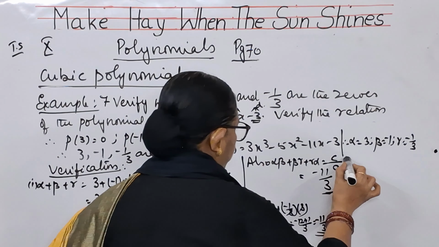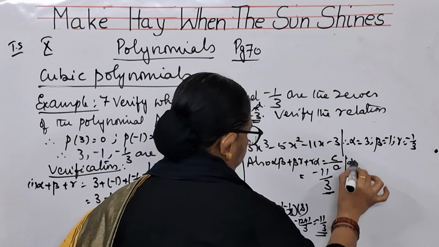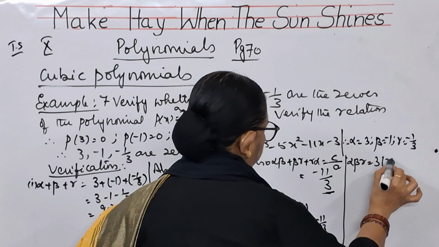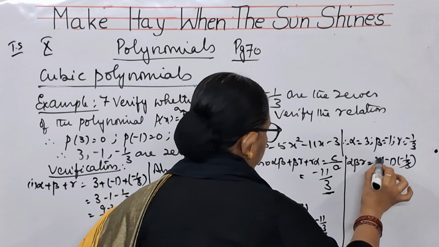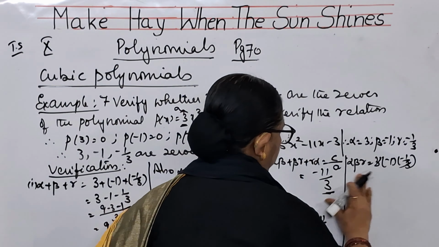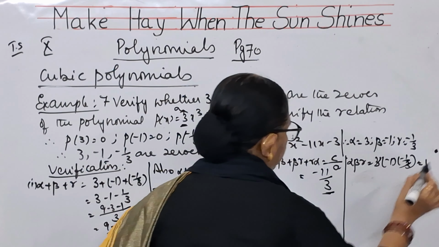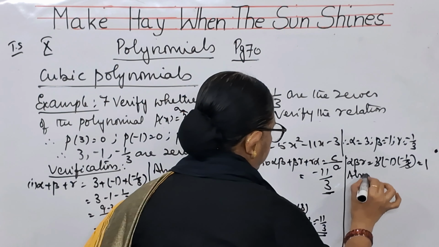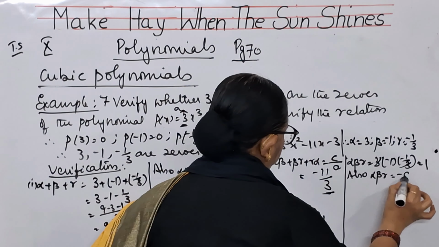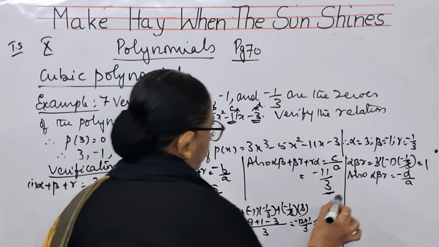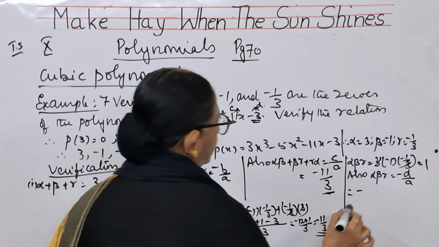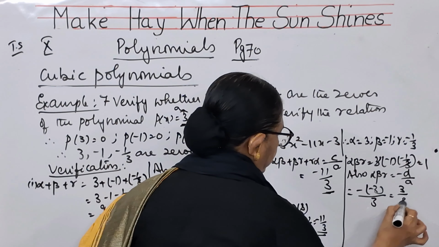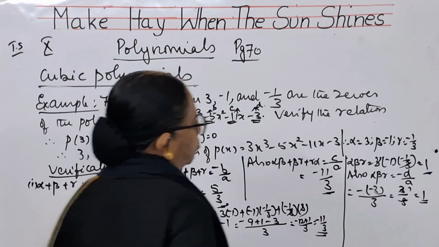Now, we will go for alpha, beta, gamma. That is equal to 3 into -1 into -1/3. These two will get cancelled. You are getting its value as 1. Minus into minus plus 1. Now, go for the formula. Also, alpha beta gamma is minus D by A. So, that is equal to minus. What is D, children? -3 by A is 3. That is 3/3. That is equal to 1. See, both of them are 1.